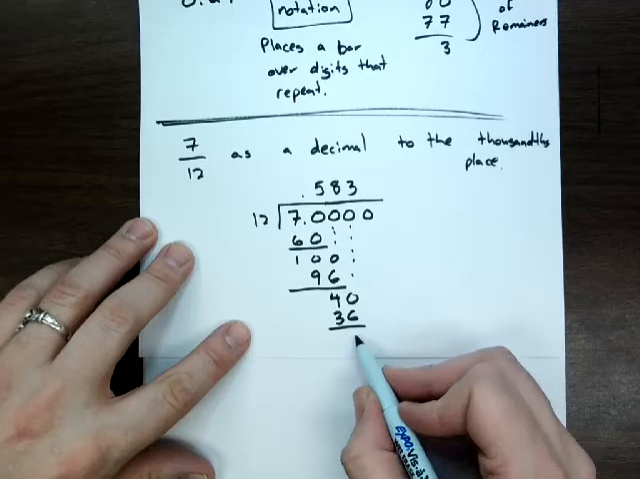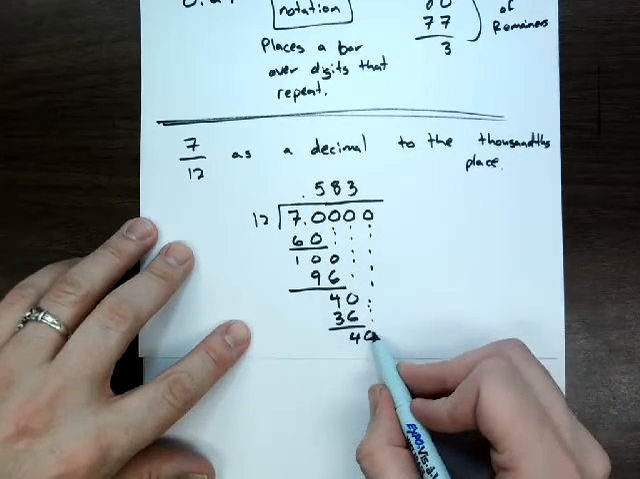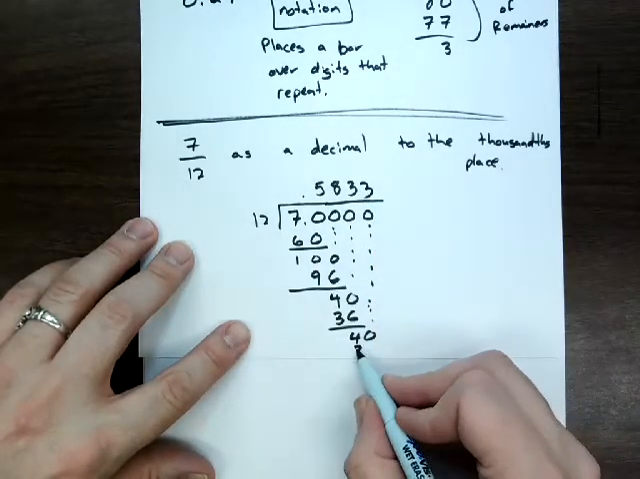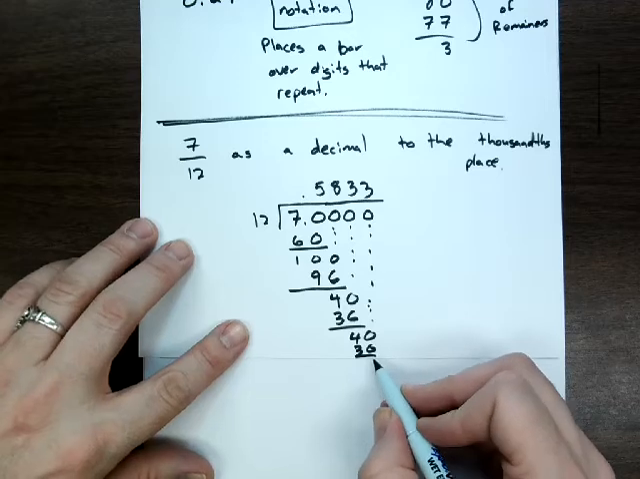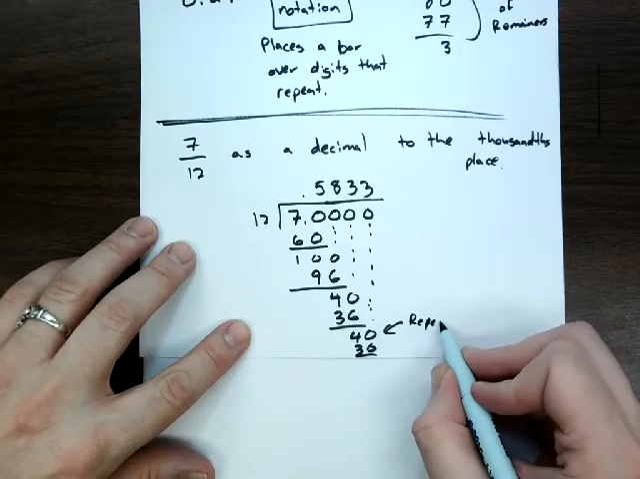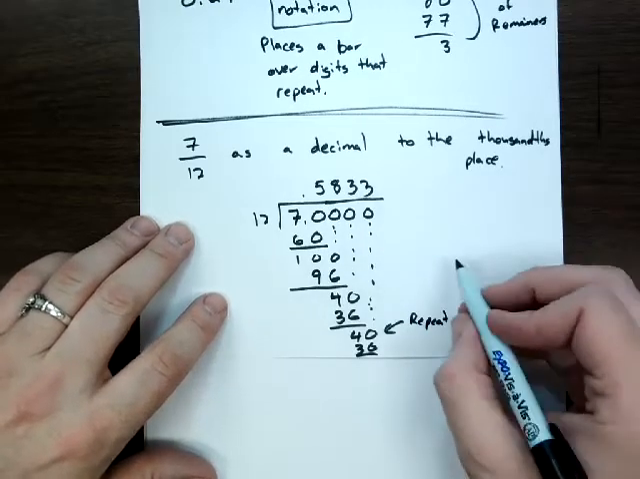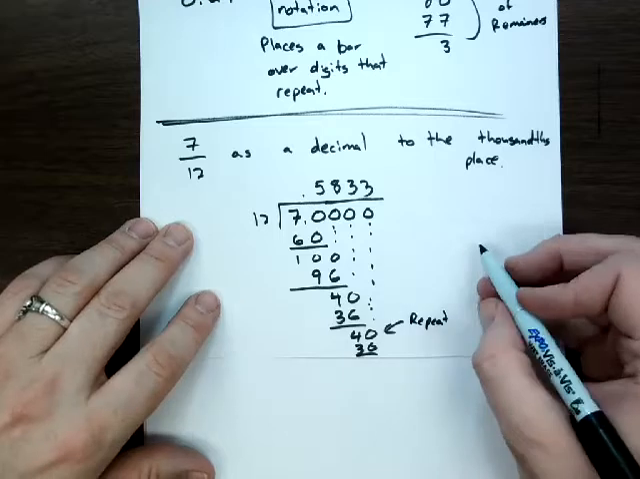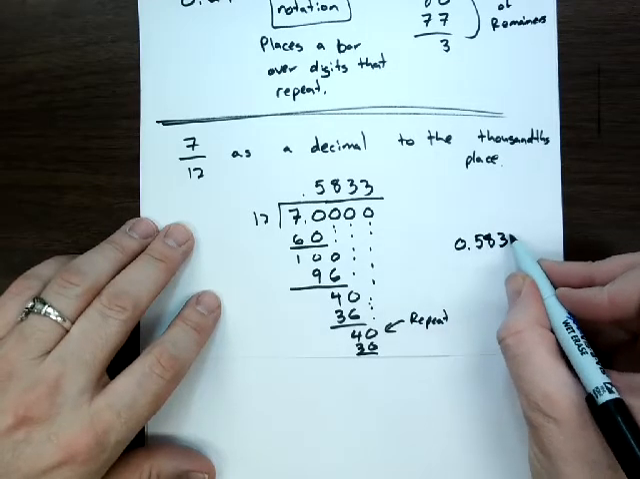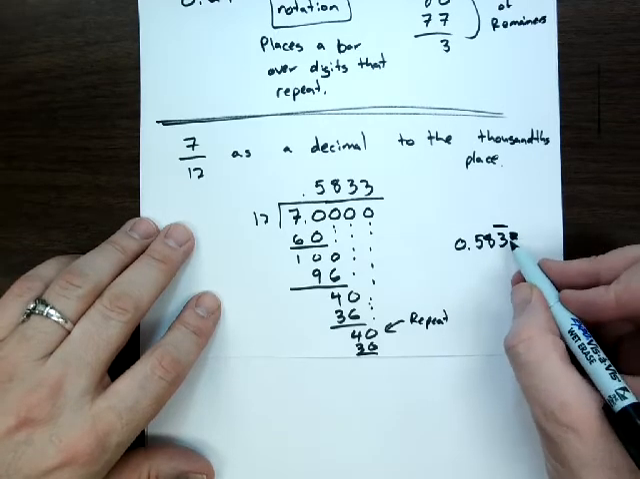And now notice I've got another 4 again, so I'm going to end up with this repeating pattern where 12 will go into 40 3 times. We've got 36, and I will continue to have that repeating pattern. So at this point, it's going to repeat. Which means that if I were writing this out in bar notation, it would be 0.583, or basically 3 bar. I only need to put it over this one digit that repeats.